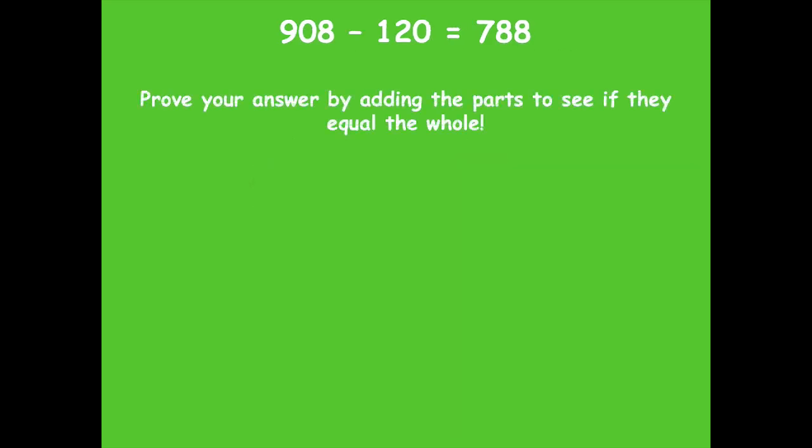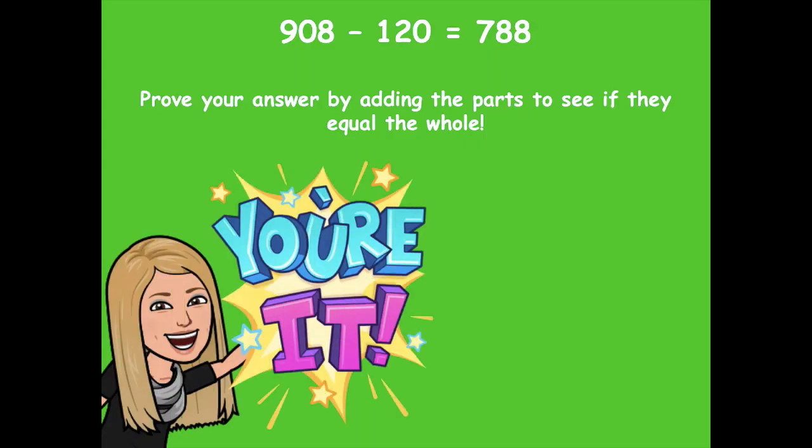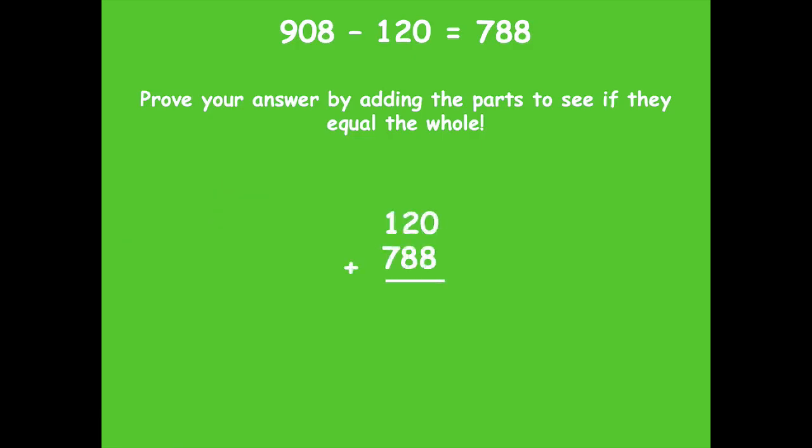All right, so you're going to prove your answer, friends, by adding the parts to see if they equal the whole. Okay, you got to prove it. You got to show that your work is correct. So go ahead and pause the video. Add the two parts together to see if you get the whole of 908. Once you finish, click play, and we'll go over it together. All right, so friends, make sure you pause if you need more time.